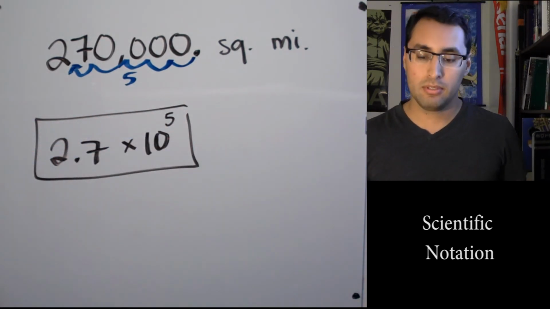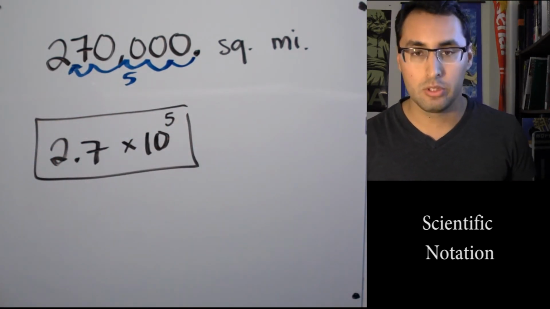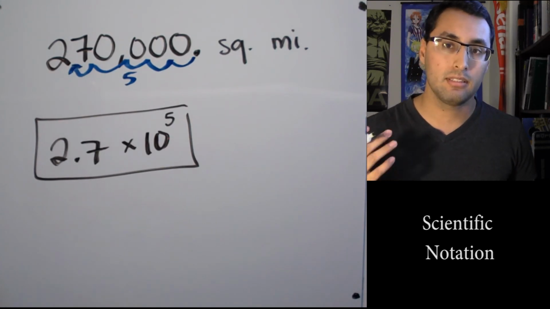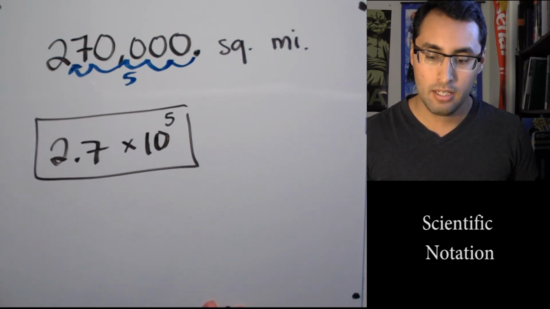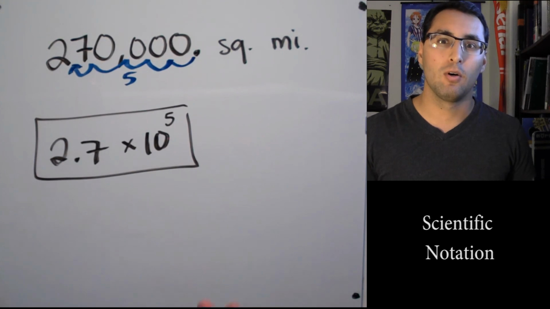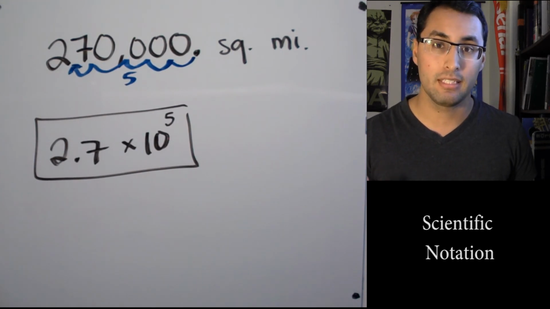Alright, so this number is 2.7 or 2 7/10 times 10 to the 5th power. Okay. Alright, so that's our last example. Hopefully this helped you in scientific notation.